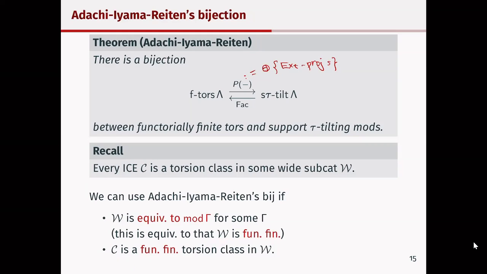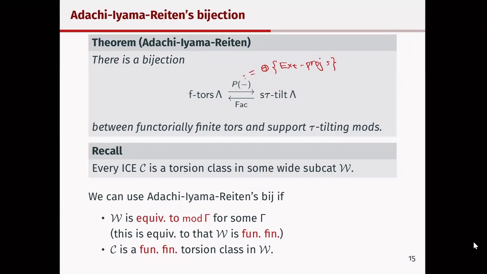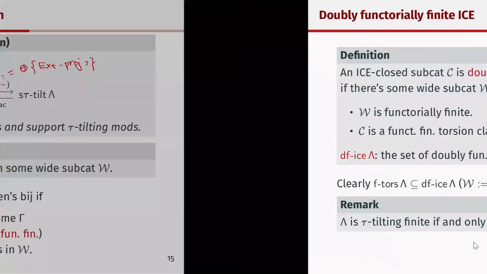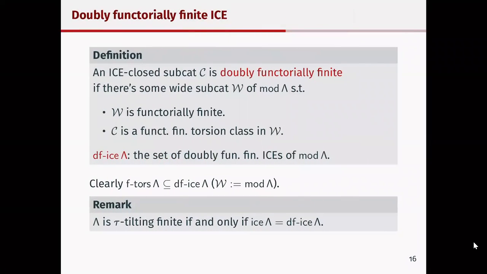And the second condition is that since Adachi-Iyama-Reiten's bijection deals with functorially finite torsion classes, we impose that C is a functorially finite torsion class in W, not just a torsion class. This is the restriction on ICE closed subcategories, and I call such a W functorially finite.